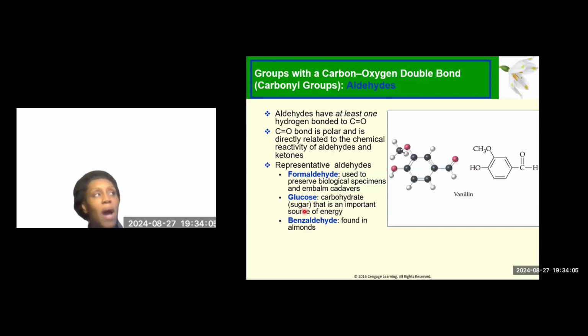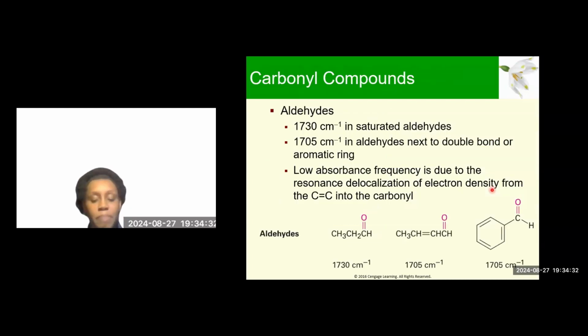Benzaldehyde is also very popular. It's found in almonds. Now with benzaldehyde, if you actually crush up almonds, that odor that you smell is based off of that benzaldehyde. Benzaldehyde has a very distinct odor. Vanillin, which is pictured here, is also a popular aldehyde, and it's the active ingredient in vanilla. And so there's aldehydes all over the place.